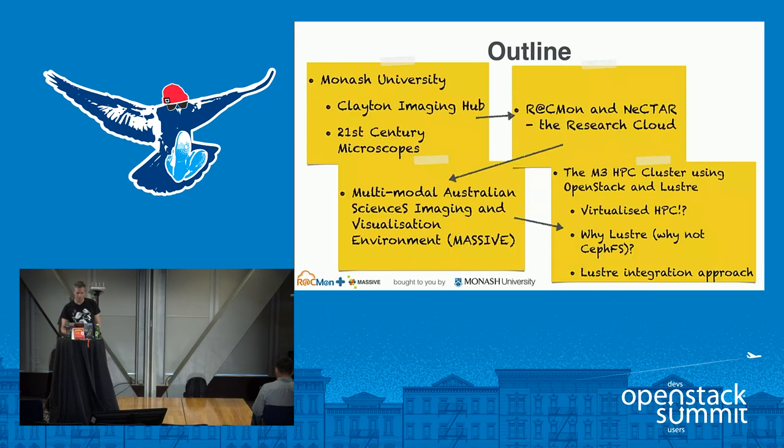All right, well, you already know who we are. So here's what I'm talking about. A quick overview of Monash, particularly some of our imaging facilities at the Clayton campus. The 21st century microscope abstraction that we use as our catch cry at the moment, and our research cloud, and particularly also the Nectar Research Cloud Federation in Australia, which we're a member of, and then on to Massive, which is a particular HPC facility that we run, and M3, which is the latest cluster in the Massive project.